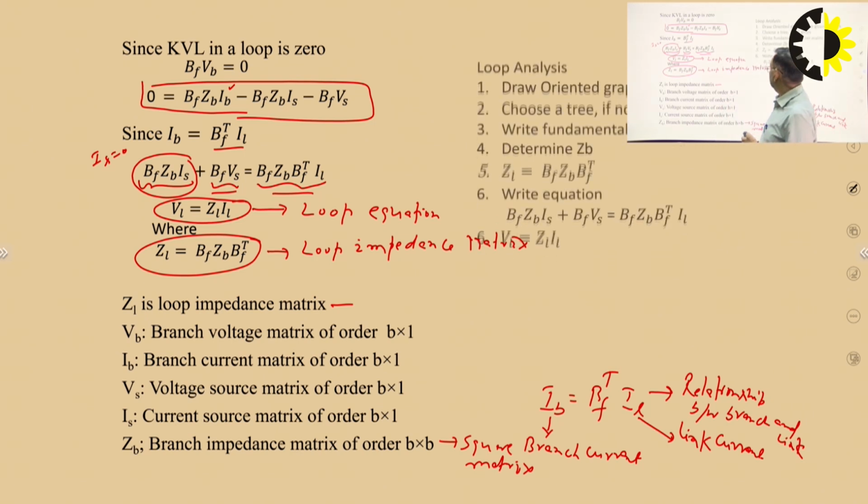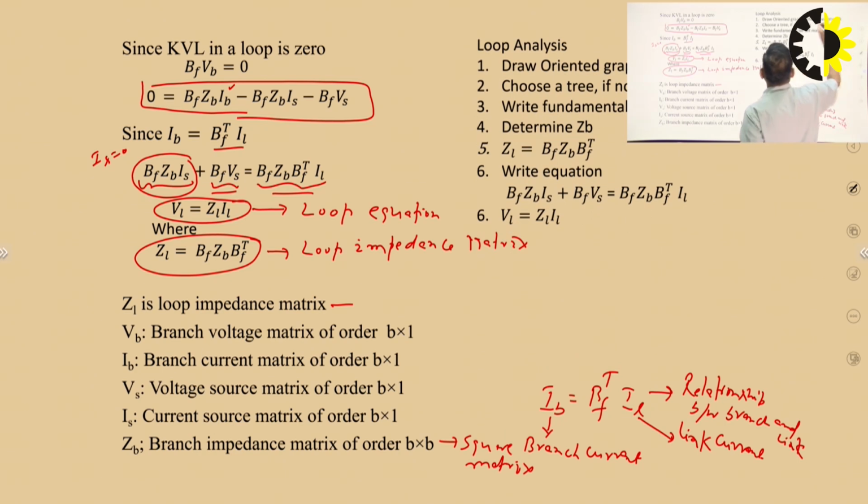So briefly, we can summarize here. To carry out loop analysis, these are the steps. First and foremost, you have to draw the oriented graph of the given network. Then choose a tree, because we know that the fundamental tie-set matrix is applicable to a tree. So you have to select a tree if not given in the problem. Sometimes they give, sometimes they don't.